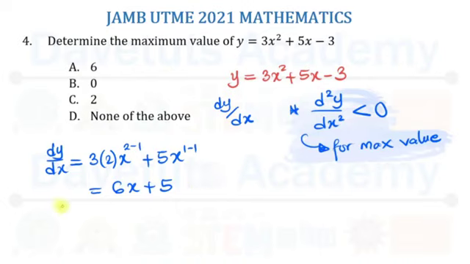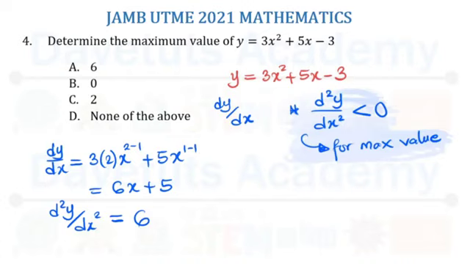But if you want to proceed further, the second derivative, d squared y over dx squared, in this particular case, will give us 6, because just like 5x, 6x is just having a coefficient in front of our x, and that will give us a constant.